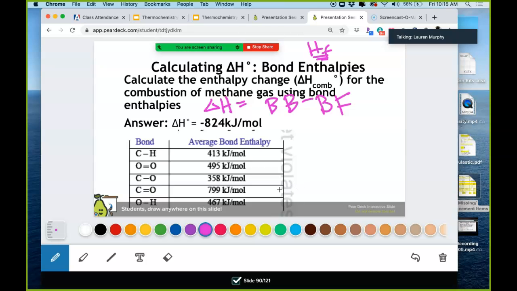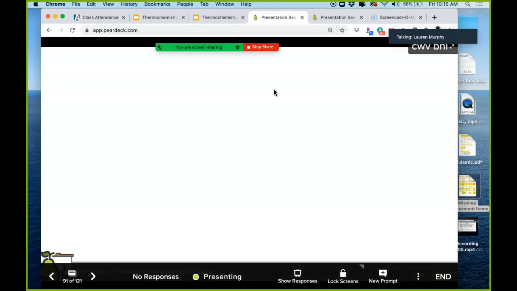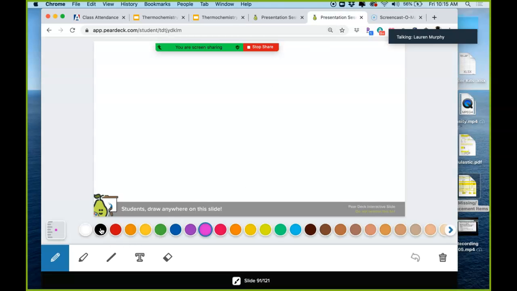Now, the tricky part at this point in the year is you don't know how to draw compounds yet. You will before winter break, but for now I will draw them for you and all you have to do is correctly plug in the numbers. So we're going to do the combustion of methane gas using bond enthalpy. So let's write out the reaction.